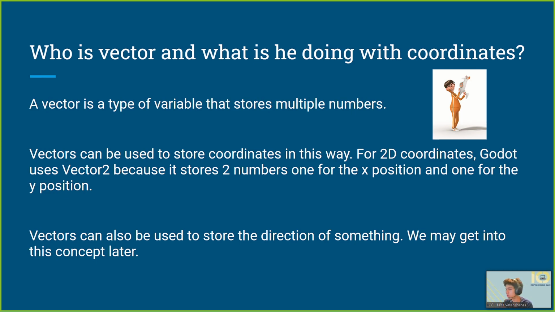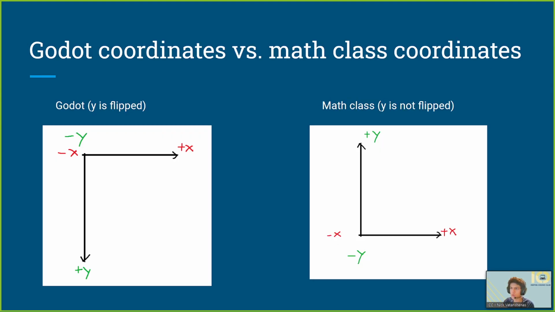So for 2D coordinates, Godot uses a variable called a vector2, right? 2 numbers in a vector, because it stores two numbers, one for the x position and one for the y position. Vectors can also be used to store the direction of something, but we may get into that later. We won't talk about it too much today. But let's talk about coordinates a bit.